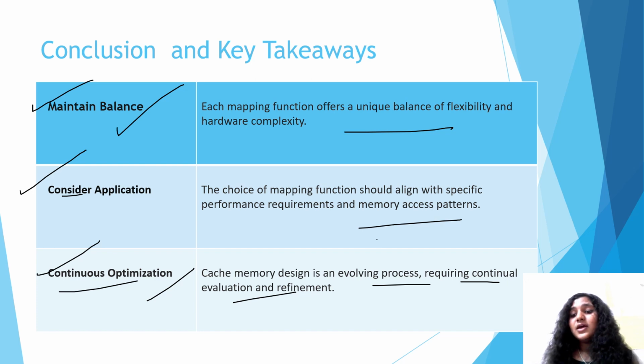So these are all about cache memories: how the data is stored and retrieved, what processes take place when the data is present in the cache memory and when it is not present, like cache hits and cache misses, and the types of mapping functions and their impact on cache memory performance. And at last, the key takeaways and the real-world applications of the mapping functions.